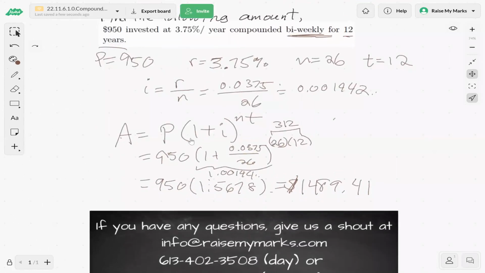Good, so we have to find our N, our compounding period, and the associated N is 26. Our investment time period is 12. Principal amount is 950. We have to find our interest. I is R over N, so 0.0375 over 26. We get this decimal, and we plug it into our formula, and we do our arithmetic.